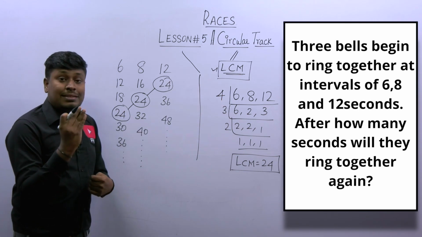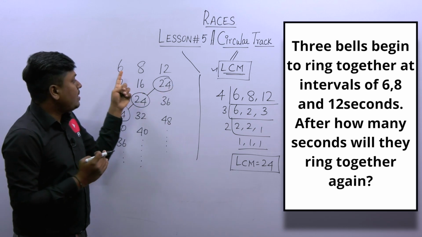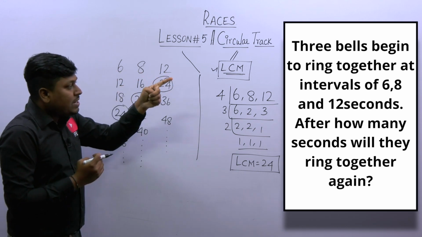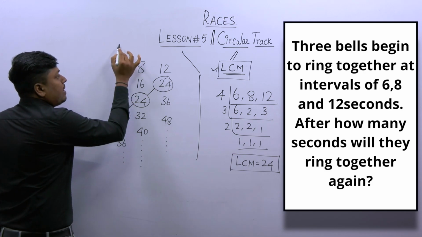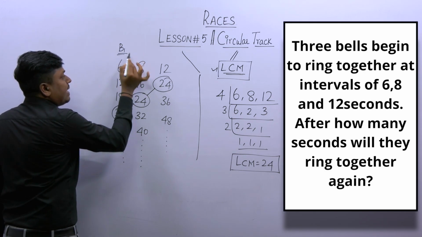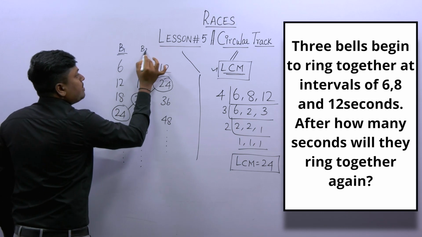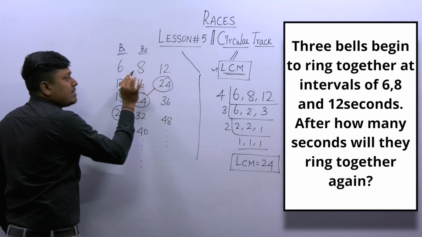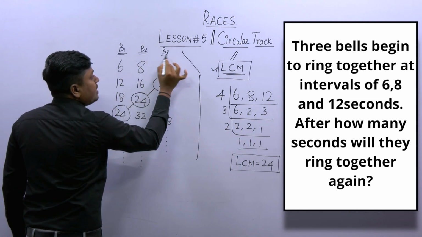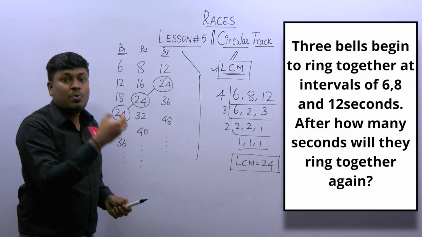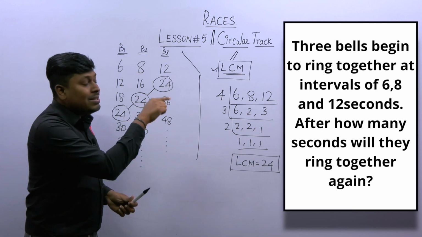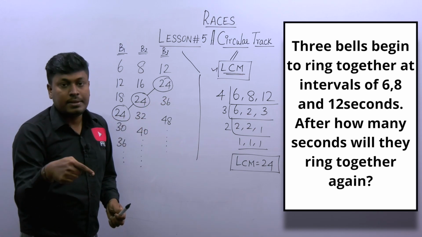So there are three bells, right? Bell 1, bell 2 and bell 3, and every bell will be ringing at different intervals. The first bell will ring at an interval of 6 seconds. Similarly, bell number 2 will ring at an interval of 8 seconds. Bell number 3 will ring at an interval of 12 seconds. Understood? What they are asking is, at what point of time will all three bells ring together.